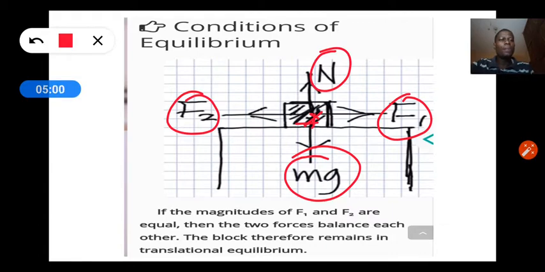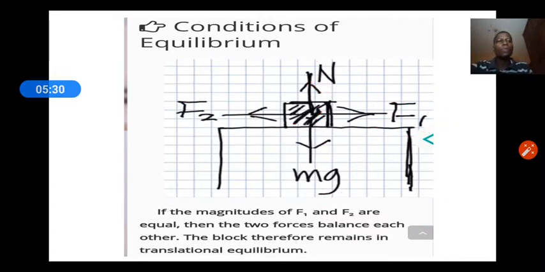Now, if the magnitudes of F1 and F2 are equal, then the two forces balance each other. The block therefore remains in translational equilibrium. If this force and this force are the same, that means the block will not move from its position. It is still in translational equilibrium. Good. We have established what we call translational equilibrium.